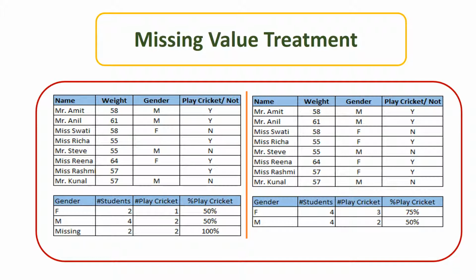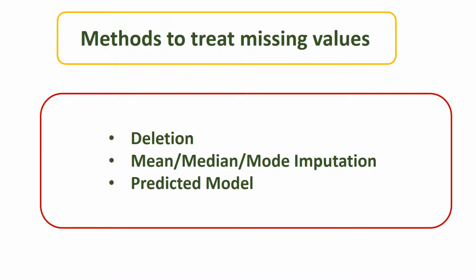If we do not treat the missing values properly, then the result we get is inaccurate, and we are also losing the power of the model. So we have to apply some proper treatment to impute the missing values. So what are the methods available to impute the missing values? The first one is deletion.